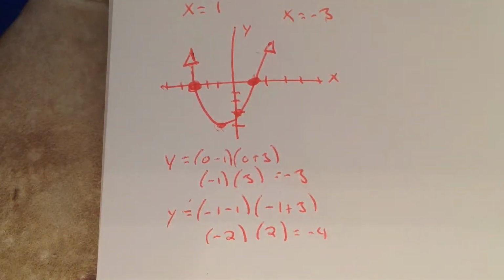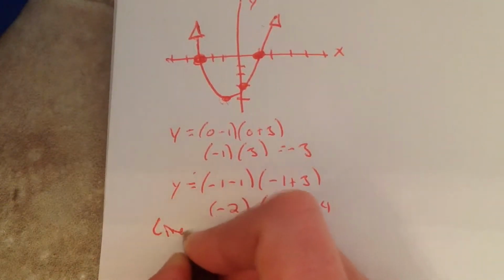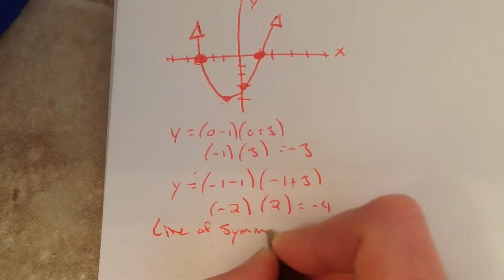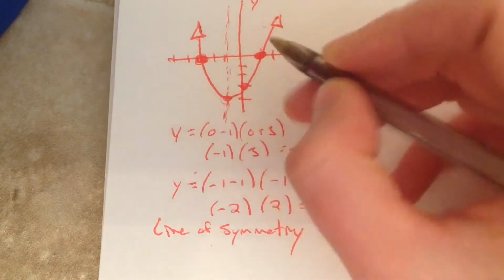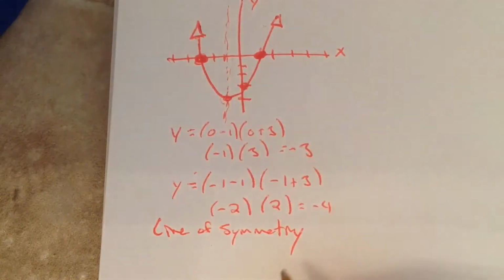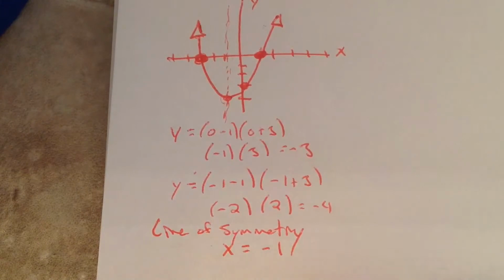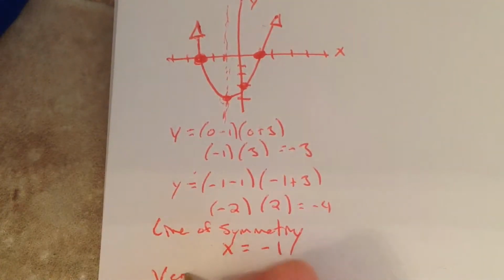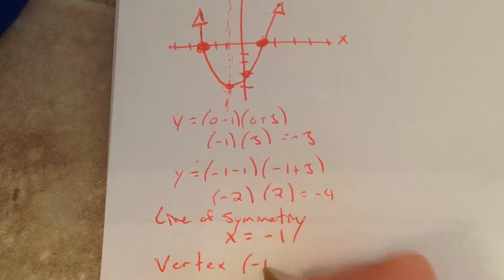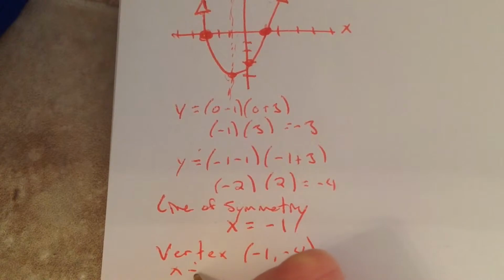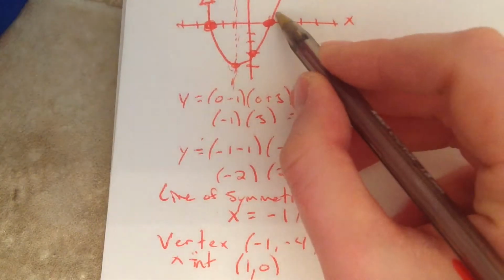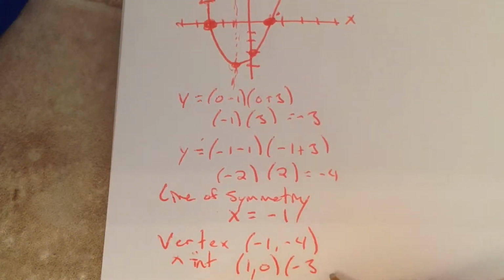So now if we wanted to list a couple of things, let's say we wanted to list first off the line of symmetry. Well, the line of symmetry is what cuts the graph in half. That always happens on the vertex. And that vertex has an x-coordinate of negative 1, so x equals negative 1 would be our line of symmetry. Our vertex would be this point, negative 1, negative 4. Our x-intercepts we found at the beginning, which are 1, 0, and negative 3, 0.